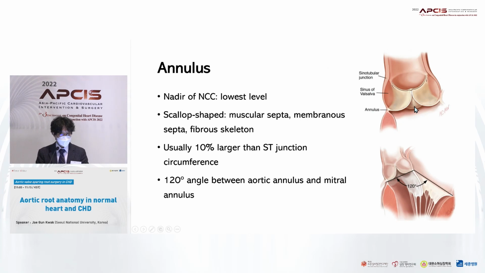About the annulus, the nadir of the non-coronary cusp is placed at the lowest level, and it has a scalloped shape around the muscular septum and the membranous and fibrous skeletal septum. The annulus usually has a 10% larger circumference than the sino-tubular junction, and the imaginary plane of the annulus of the aortic valve has about a 120-degree angle with the mitral annulus.